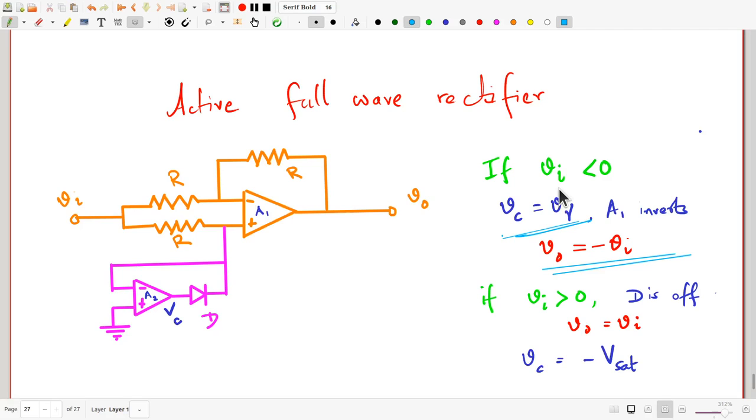You can actually modify an active full wave rectifier circuit in such a way that it will be sped up a lot. Just like we had a faster rectifier discussed a while ago, I will leave that as an assignment for you to worry about.